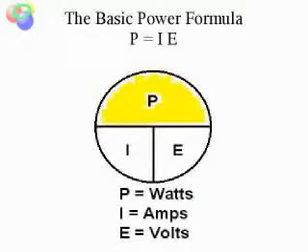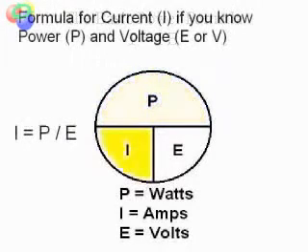Covering the letter P gives the formula for power. Power equals I times E. Covering the I gives another useful formula that gives current I if you know power P and voltage E or V. Current I equals power P divided by voltage E or V.